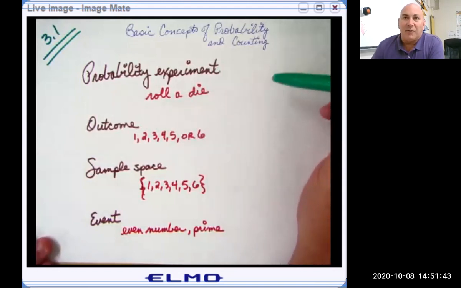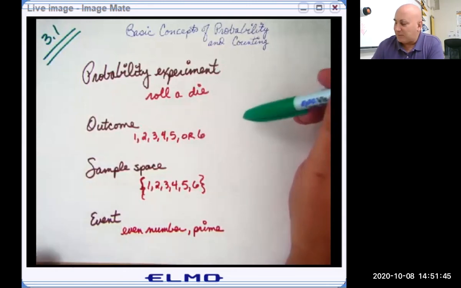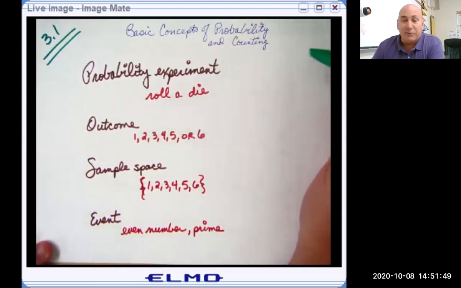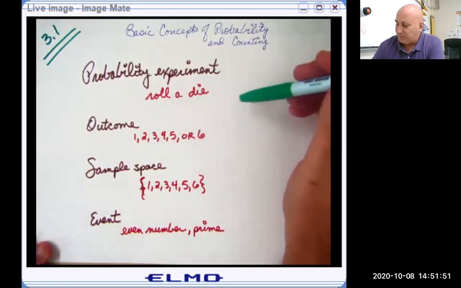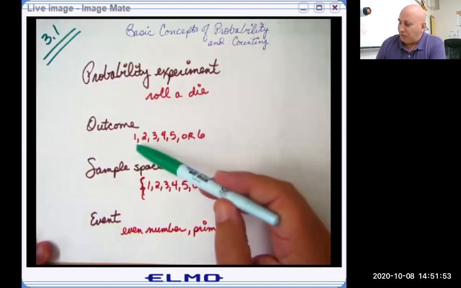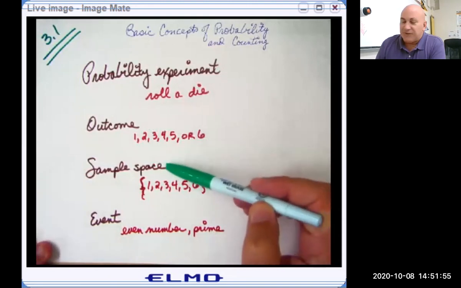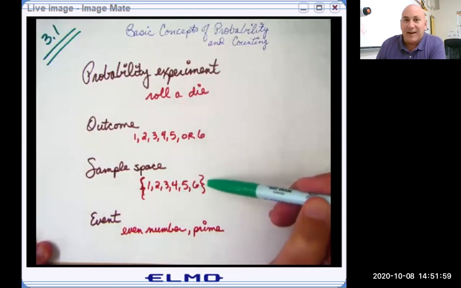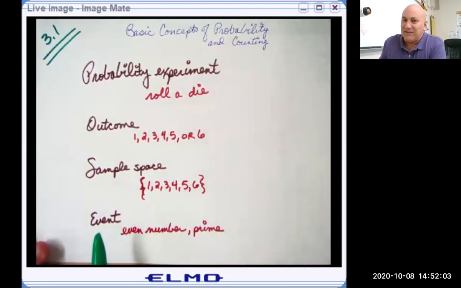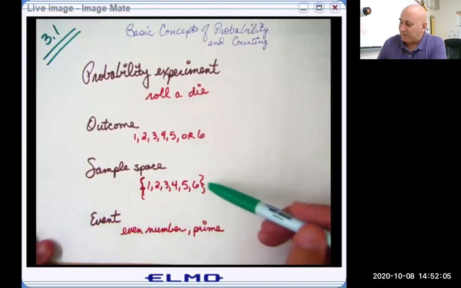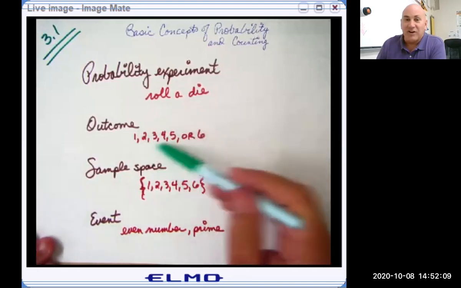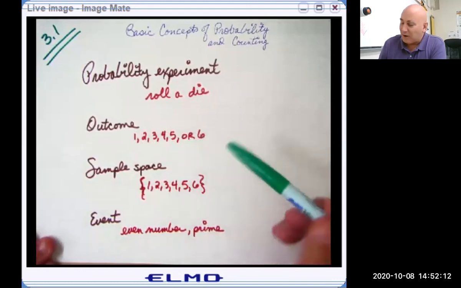Outcomes are all the possible results of that experiment. And if we're going to roll a die, we can get a 1, a 2, a 3, a 4, a 5, or a 6. Each of those is an outcome. The set of all possible outcomes is called the sample space. And an event is some subset of this sample space, or some collection of outcomes, one or more outcomes.